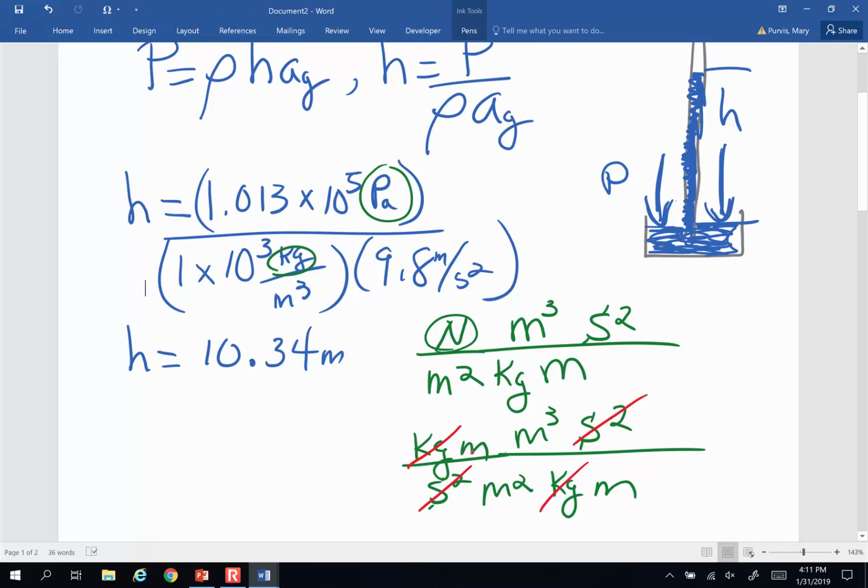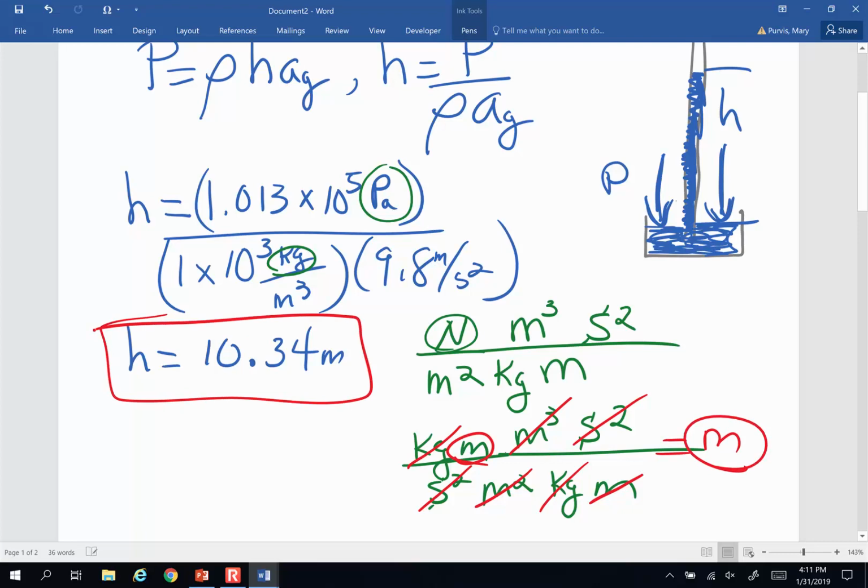I've got 4 meters on the top, and 1, 2, 3 meters on the bottom. So the meters on the bottom will cancel the meters cubed. I am left with meters. Meters is a good measurement for height, and that's where those crazy units come from.